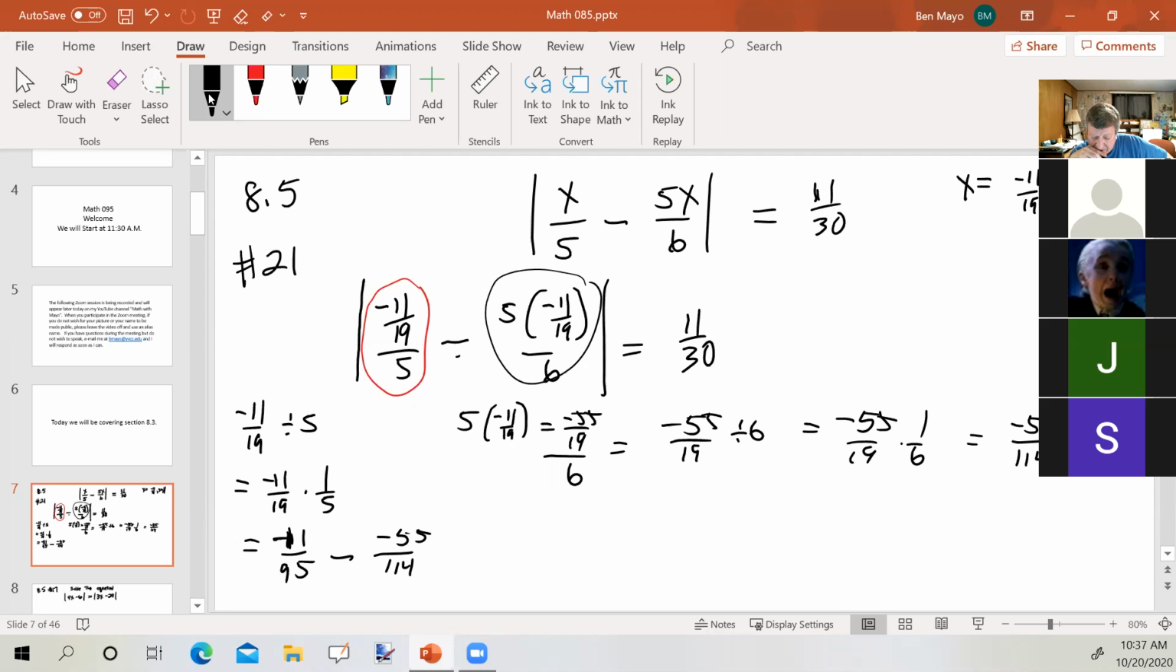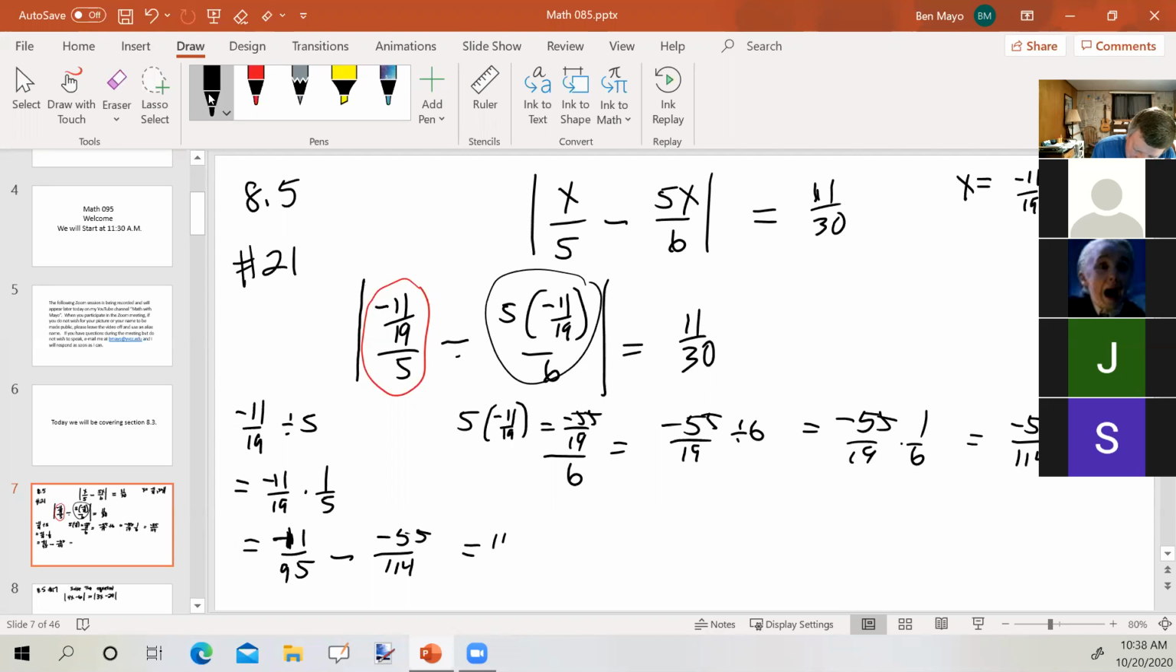Maybe it would be easier to clear the fractions again before we went through and did all of this. What do you think? Or get a common denominator? I don't know. This is a lot, isn't it?